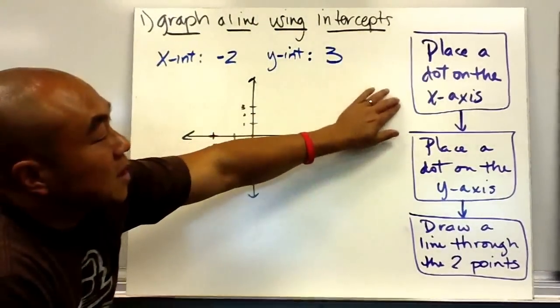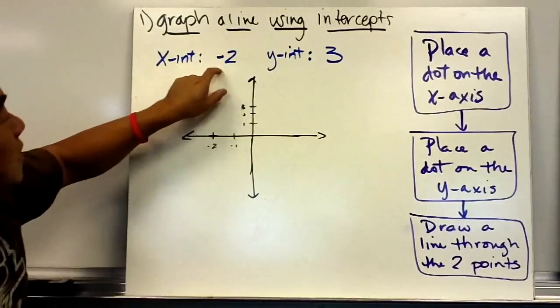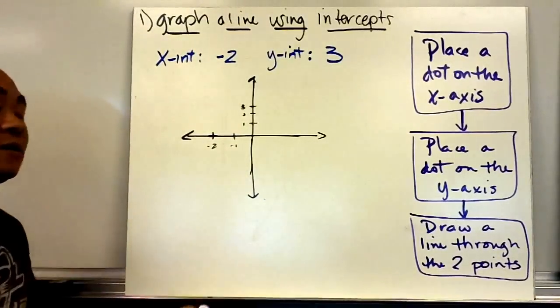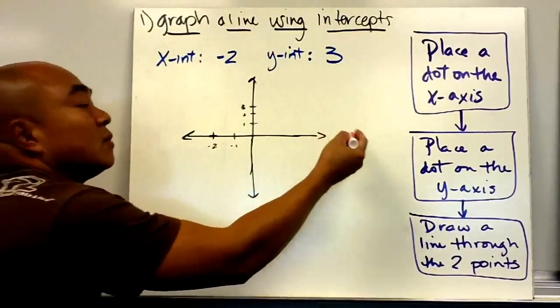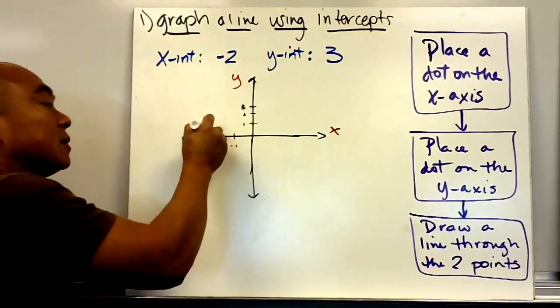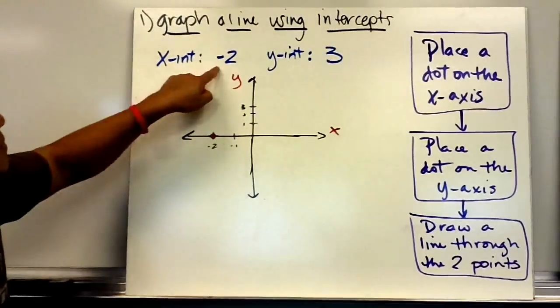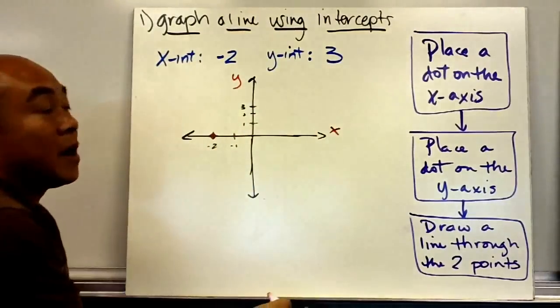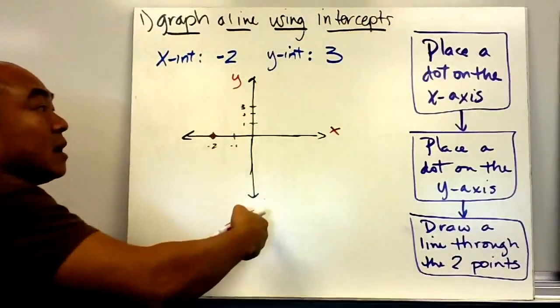So I'm going to place a dot on the x-axis. The x-intercept is intercepting on -2. We're going to look for -2 on the x. Here's your x. Here's your y. I'm going to place a dot right there. That's this. Then I'm going to look for the y-intercept, which is this, and I'm just going to look for 3.